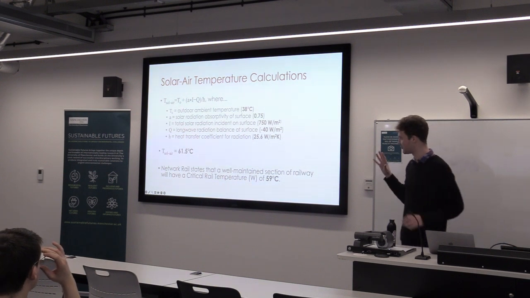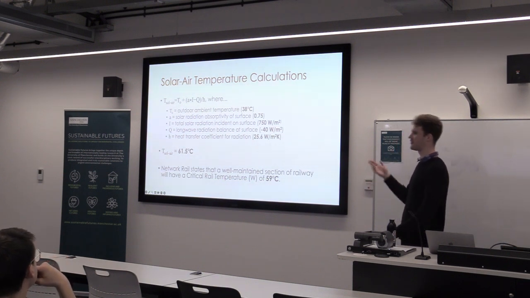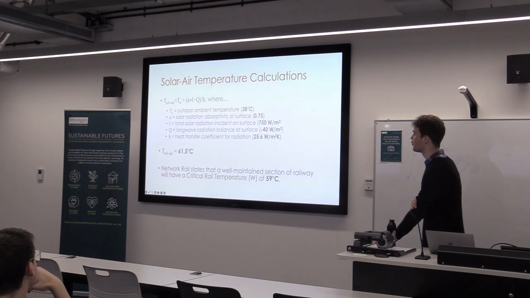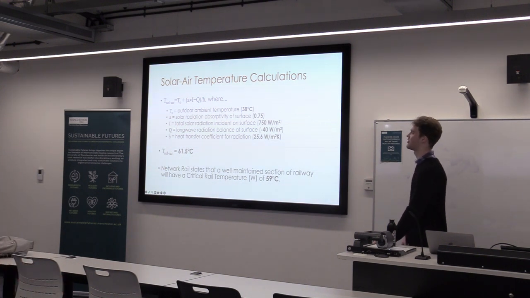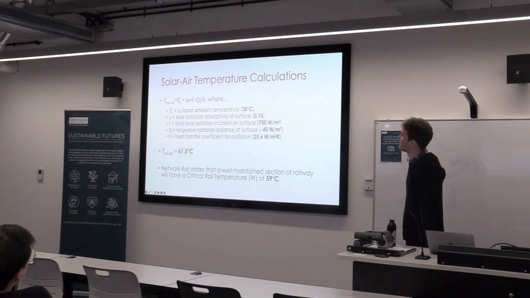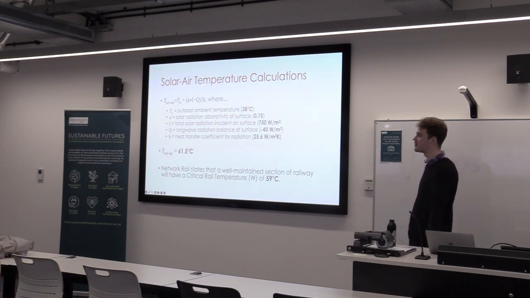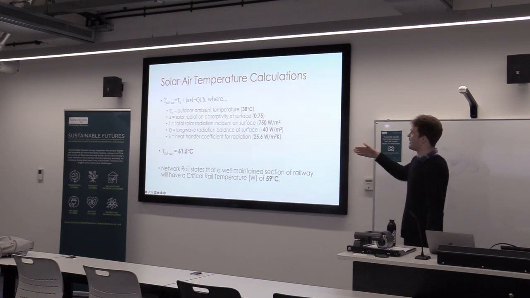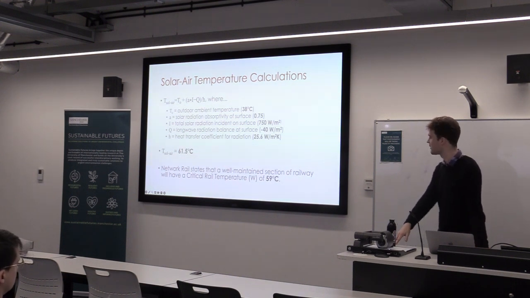Now, don't worry, this is just a really quick worked example where some of the values are plausible, ones that I've indeed seen in my results so far. If you set the outdoor temperature to 38 Celsius and the absorptivity to 0.75 to represent rail, you get a calculated rail surface temperature of 61.5 degrees Celsius.